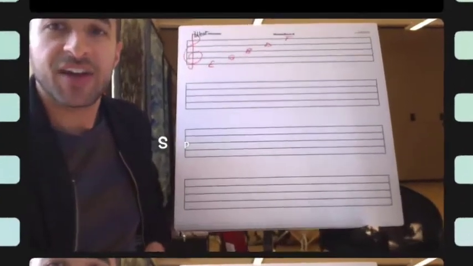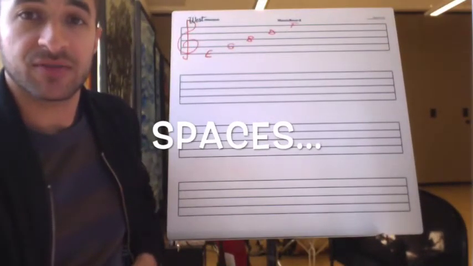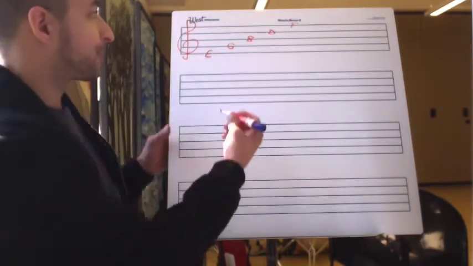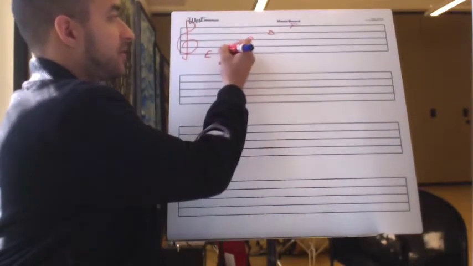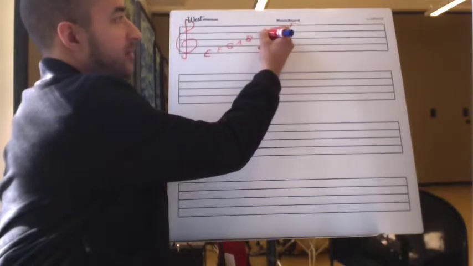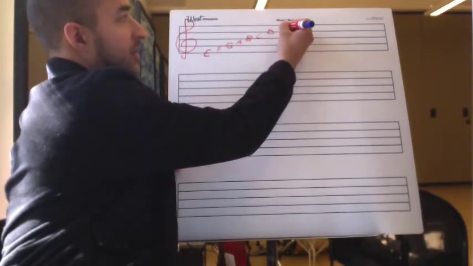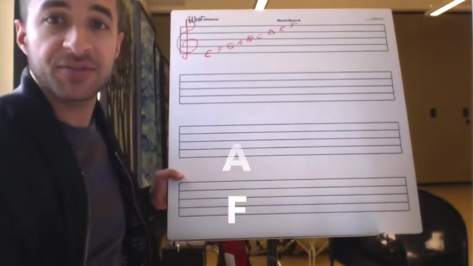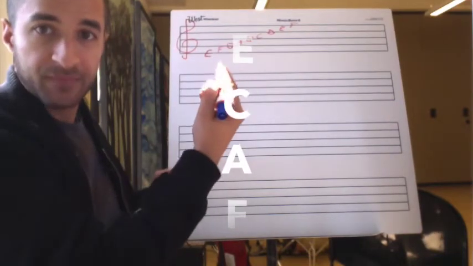Great. So now that you have that memorized, let's look at the spaces. So the spaces between the lines are F, A, C, and E. It simply spells face from the bottom to the top.